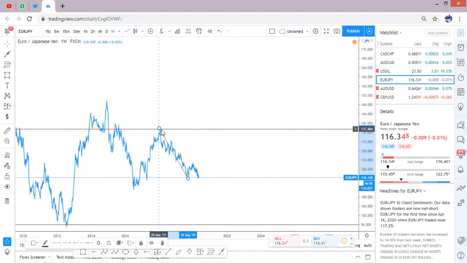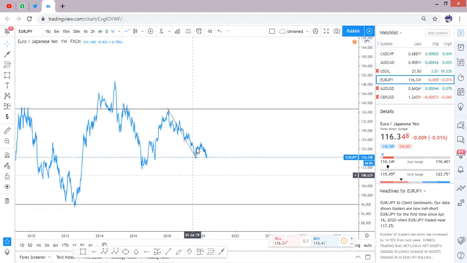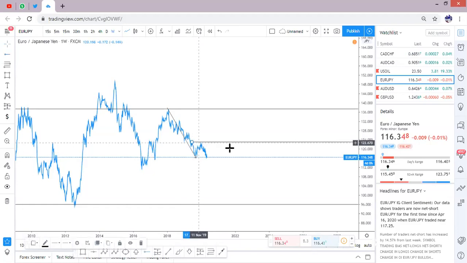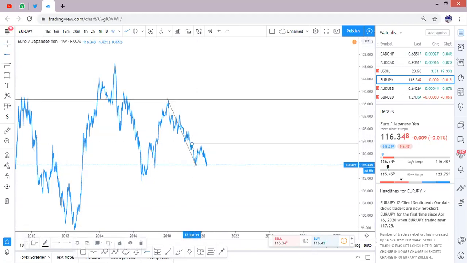After rejection here, don't forget we're on a weekly. Then we have the pullback. Pullback to this level to give us equal high. As you can see, the pullback gave us equal high, and we have the sharp drop, the continuation.